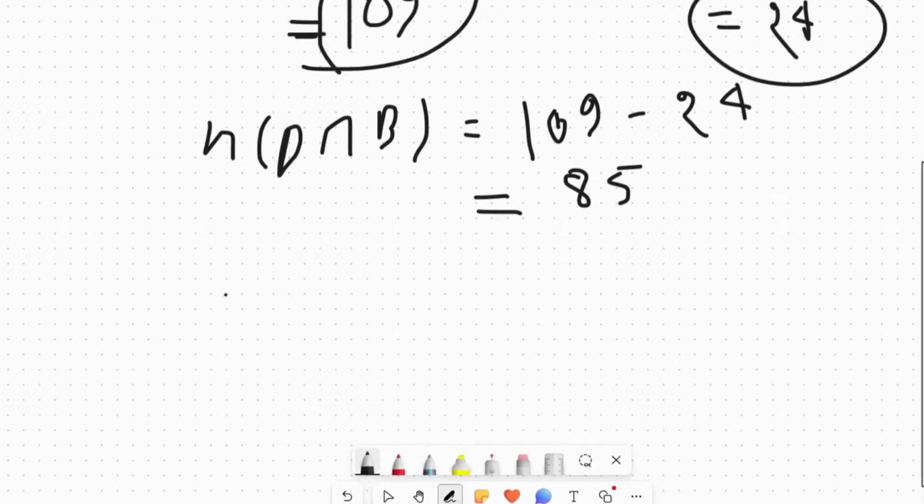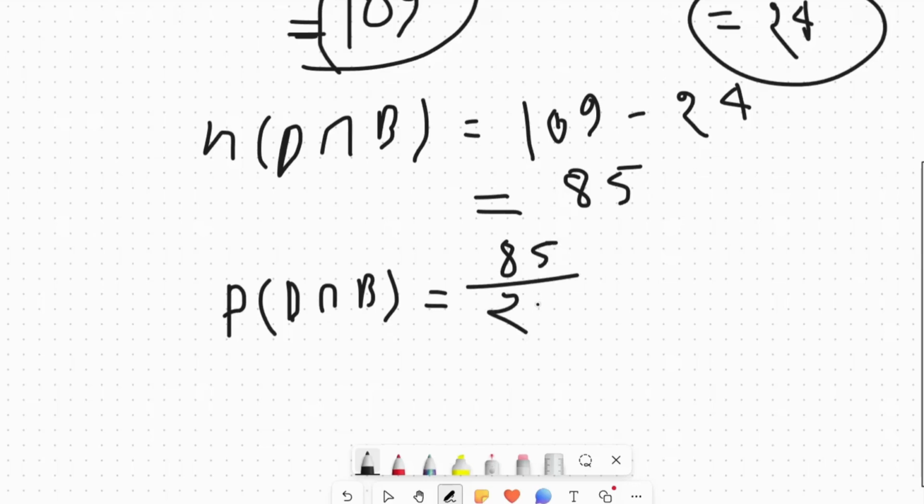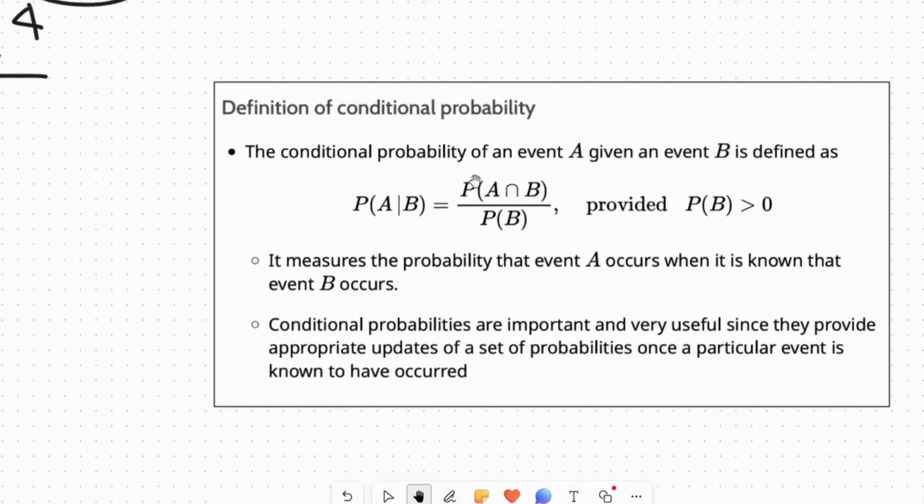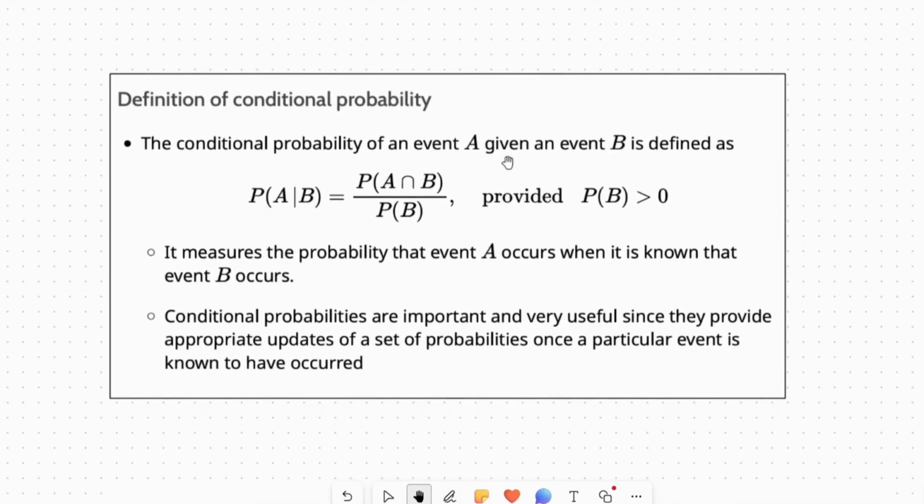So now we just find the probability of this one. This is 85 by 200, and this is our answer. We only just subtract the values by using our common sense, that's all. So that's how we can solve this one.